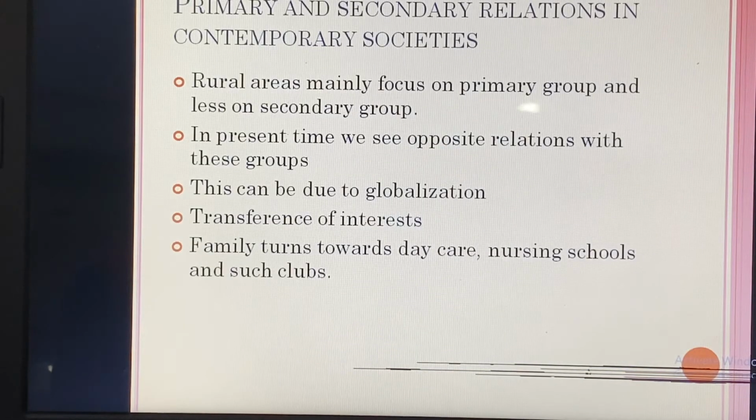Then there come the primary and secondary relations in contemporary societies. And now we are going to know which type of groups are found in which areas. Mainly the focus in rural areas is on primary groups. They are less dependent on secondary groups. They depend more on primary groups.